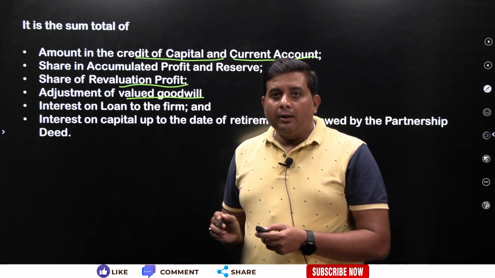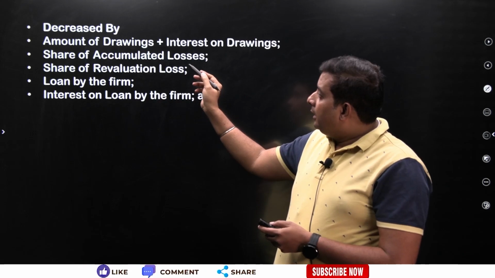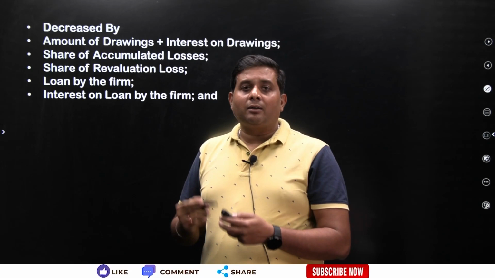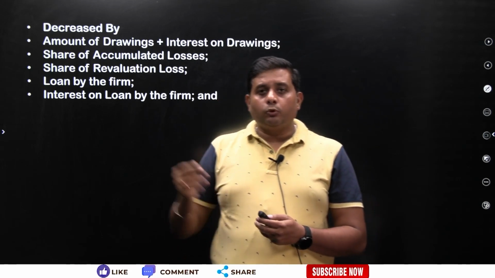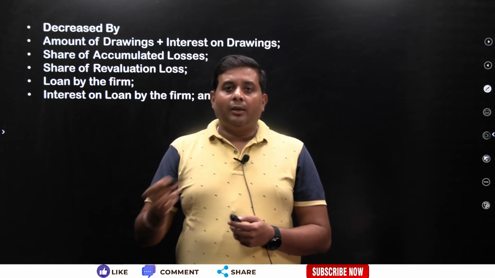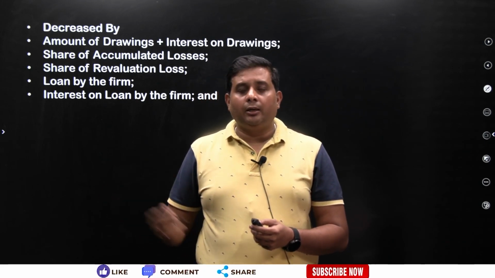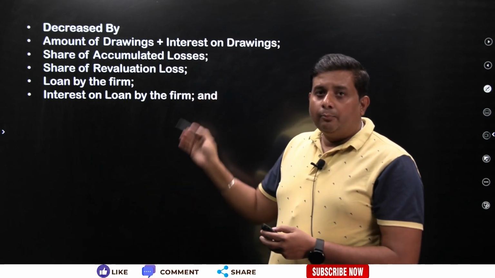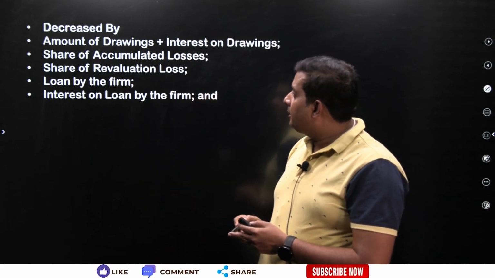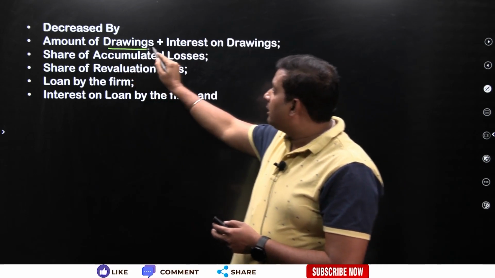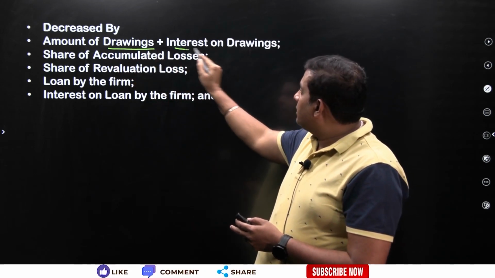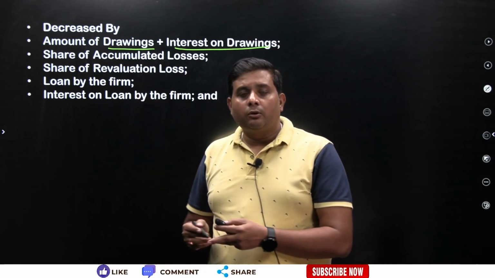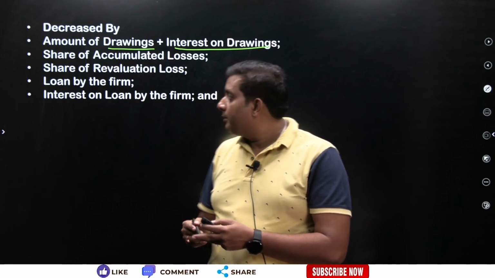Now the second part is what are the items. Here I have written decrease and there I have written increase. Increase means when your partner's capital account is being increased, it is supposed to be posted into the credit side. And whenever we are talking about decrease, it needs to be taken into the debit side of your partner's capital account. So what are the items posted into the debit side? First of all, we need to post the drawings of the partner. If interest on drawings is also mentioned, we need to calculate it, or if given, we can write the interest on drawings also in the debit side of partners capital account.